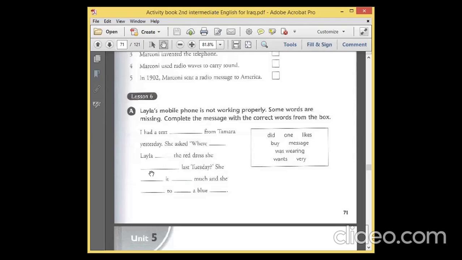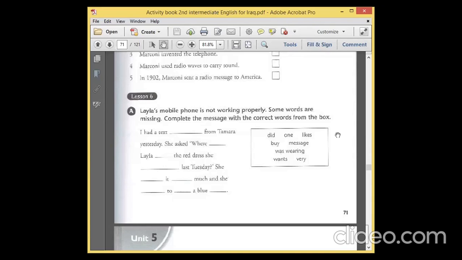She likes it very much. And she wants to buy a blue one. Yes, exactly. Why do we use one? Because we don't want to repeat the word dress. So I think it's easy, right?